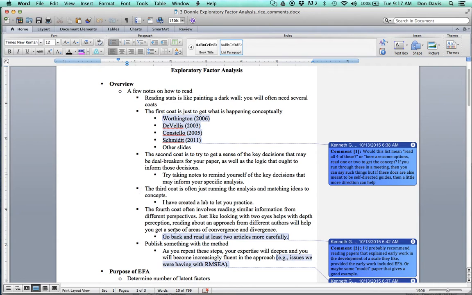And then fourth coat is often going back to some of the readings and trying to fill in your gaps. And so this is kind of like you're looking for splotchy places and kind of filling in your understanding now that you kind of know what it's like to actually do the analyses.